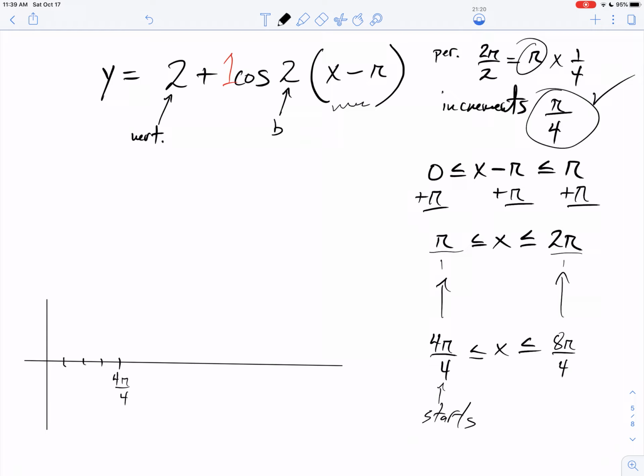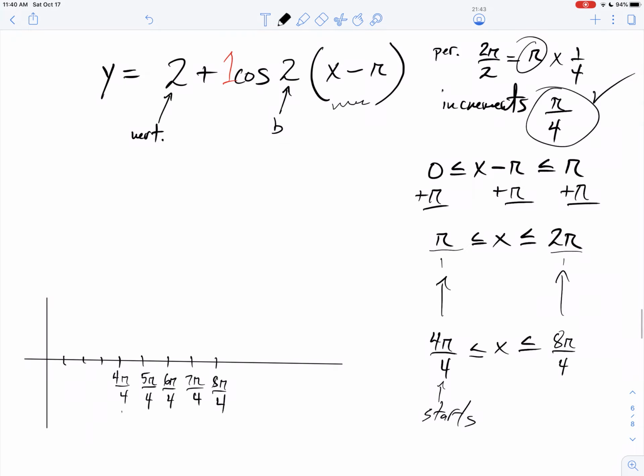The next one would be 5 pi fourths. I probably should have made my spacing a little better. Then the next guy is going to be 6 pi fourths. Yeah, because it's going to be kind of tight. Then I'd have 7 pi fourths. And then I'm going to stop at 8 pi fourths. Yeah, you know what? I'm going to expand this just a little bit when I redraw it. Because here's my reducible pieces.